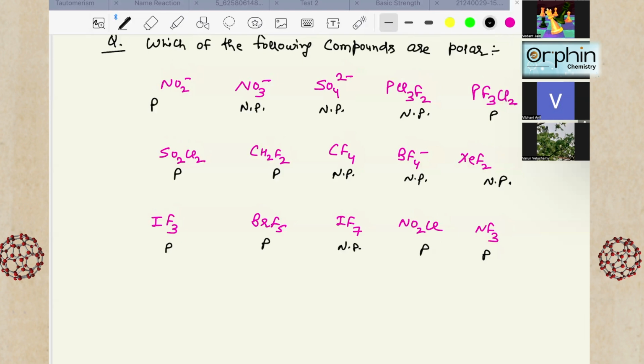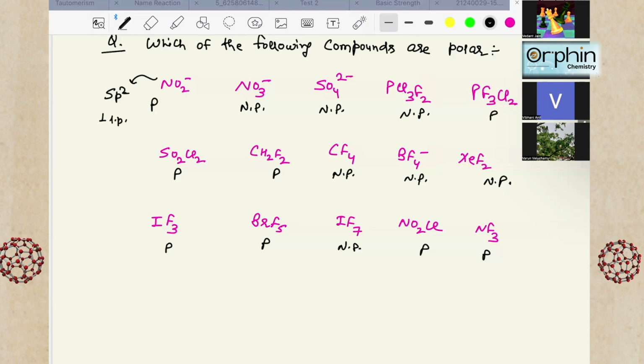Anyone? Okay, let us discuss it now. In NO2 minus, the case is very clear. The hybridization is: 5 plus 1 is 6, divided by 2, is 3. There are two side atoms, which means one lone pair. So yes, it is polar. It is sp2 with one lone pair.